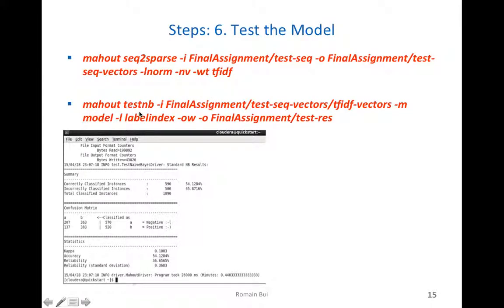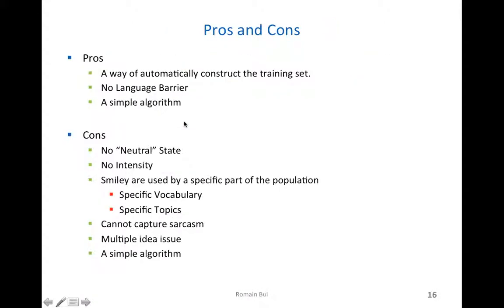And then Mahout testnb, so naive Bayes, test vector, TF-IDF vectors, and then the model, label index, and then this. So you can see here, the correctly classified instance is 54.12%. It's really low. It's really low because we have two categories. So statistically speaking, 50-50 percentages of accuracy would be pure luck. So it's very low, and we're going to discuss the pros and cons. And that's going to be our last slide.